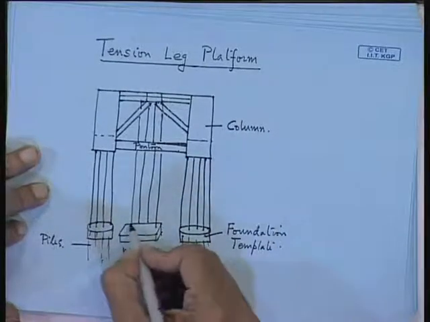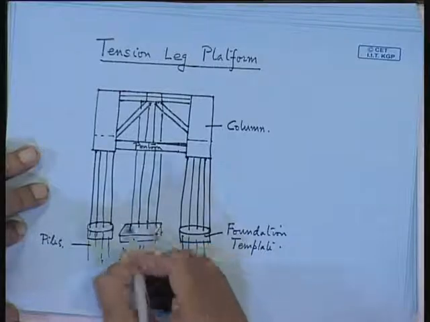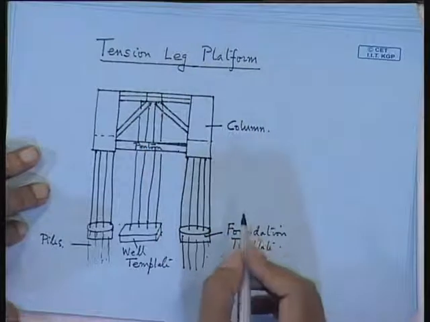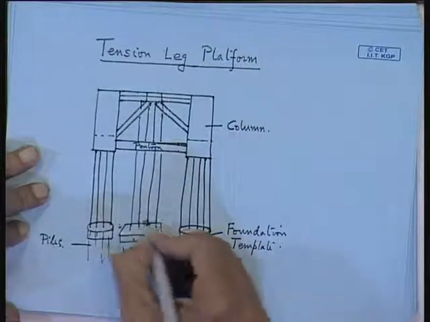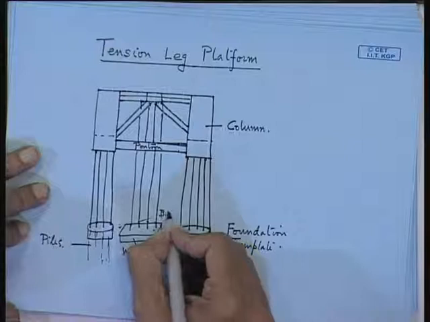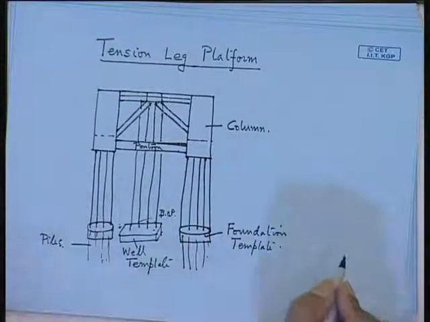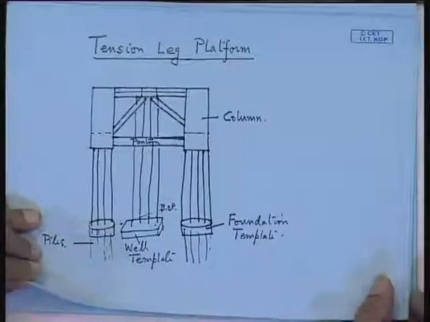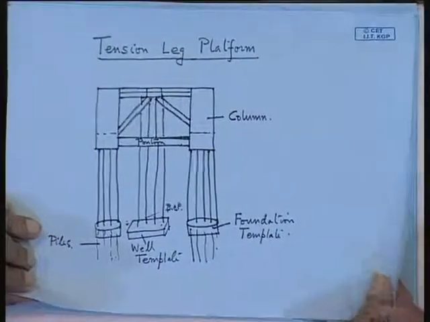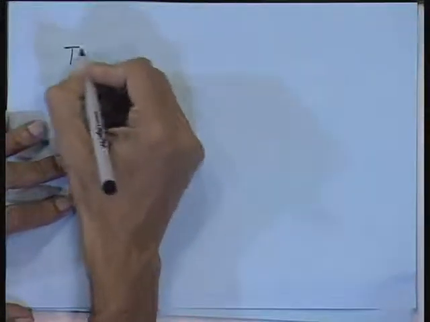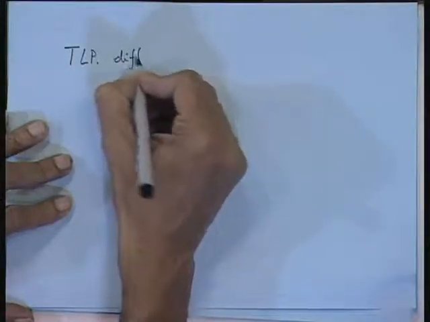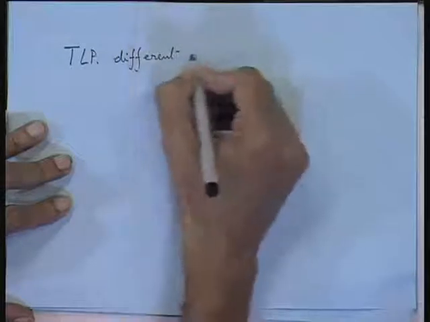Now, normally you will find the blowout preventer stack at the bottom, but in some cases you may find it at the top. So, in the case of floating platforms, the BOP stack is normally positioned at the wellhead. Now, here the point to be discussed is templates, how TLPs are different from semi-submersibles.